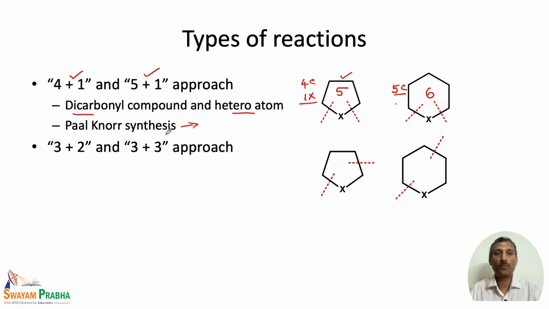When we study the Paal-Knorr synthesis, we will see how the dicarbonyl compound and one heteroatom can be converted to the heterocycle. And there are also other approaches in which we have a 3 plus 2 approach, because the number 5 can be formed as 4 plus 1. This is one combination, and we also have the 3 plus 2 combination, which leads to 5. So in this case, there are 3 carbon atoms from one particular substrate, and the heteroatom and another carbon come from a different substrate. So these types of reactions are called 3 plus 2 approaches. And when we talk about the 6-membered ring approach, it is basically a 3 plus 3 approach. So these are all the different types of reactions by which heterocycles can be formed.